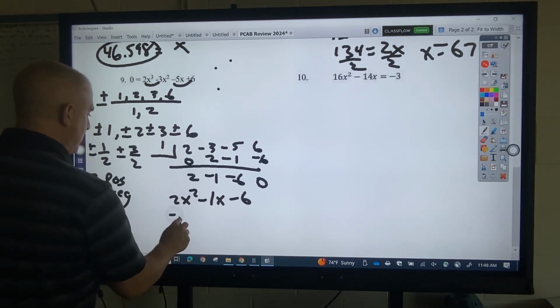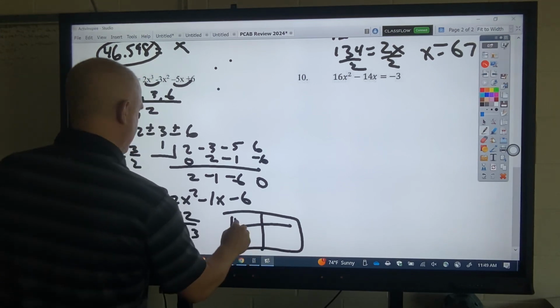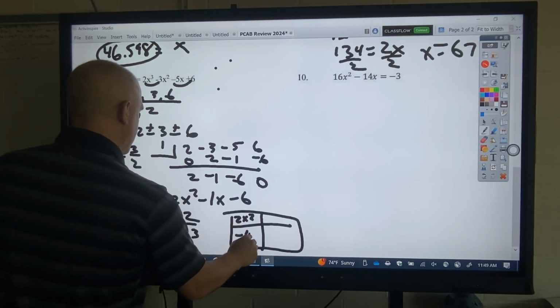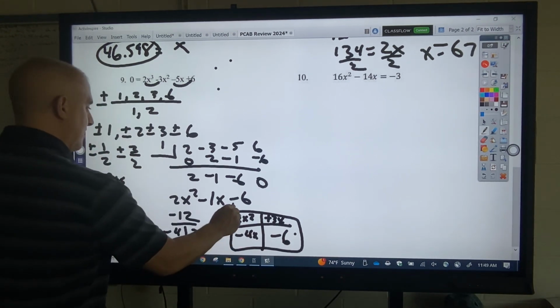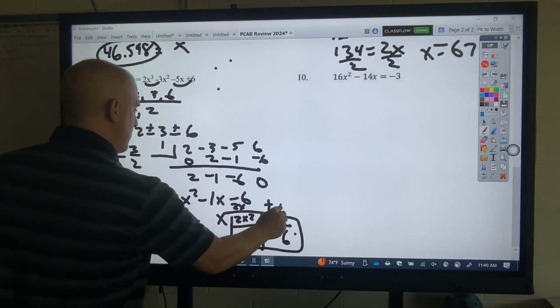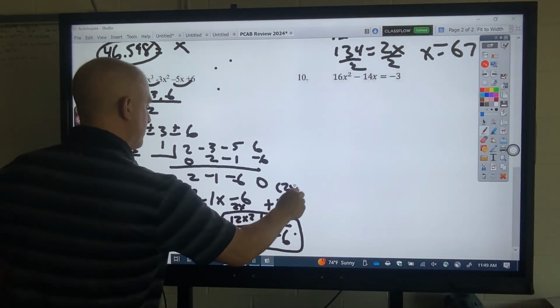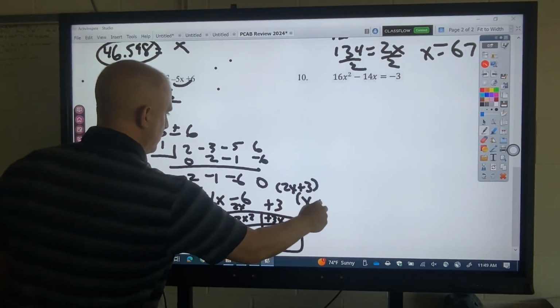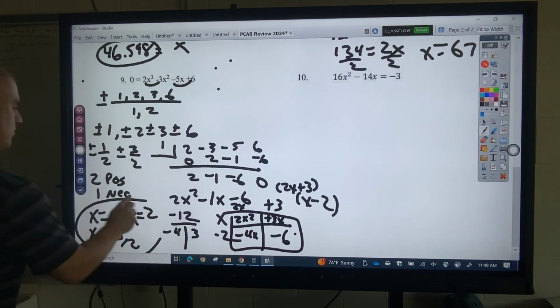2 times negative 6 is negative 12. The factors that would add up to that would be negative 4 and 3. Okay, so I got 2x squared minus 4x plus 3x minus 6. Okay, GCF would be x times 2x, x times 3, 2x times negative 2. So my other factors are 2x plus 3 and x minus 2. So what are the solutions out of that? That'd be negative 3/2. That'd be 2. Those would be the solutions.